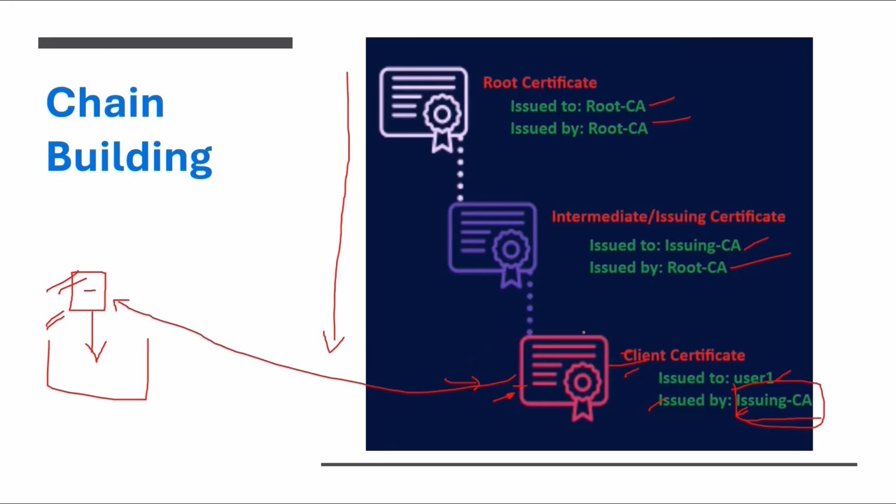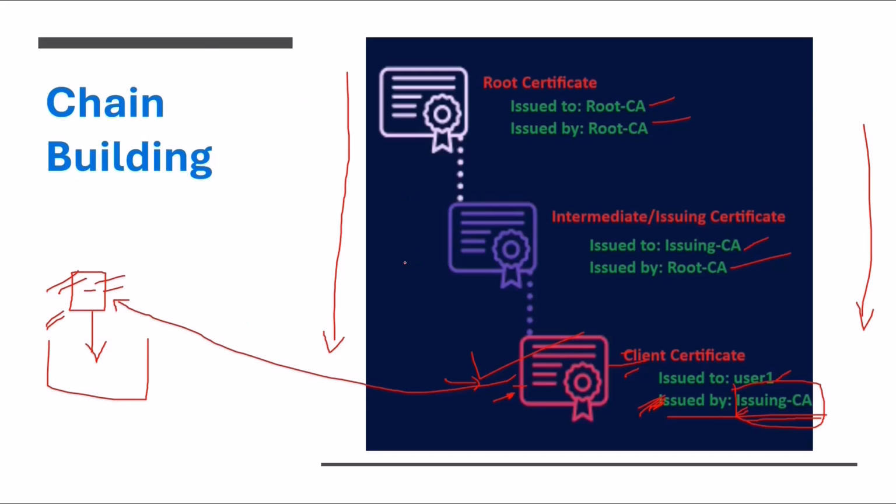For the Wi-Fi or VPN endpoint to trust this client authentication certificate, the Wi-Fi or VPN endpoint needs to have the root certificate and the issuing certificate of the issuer over here. This is something very important and we have to always keep this in mind. Now, this concept of the endpoint having the entire chain in order to trust the entity certificate.